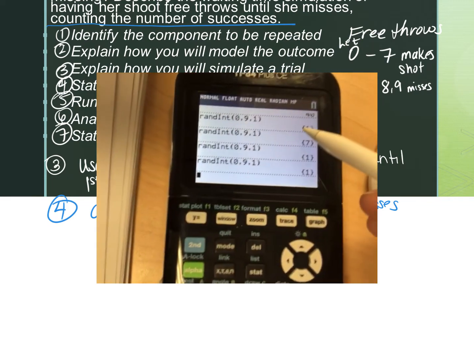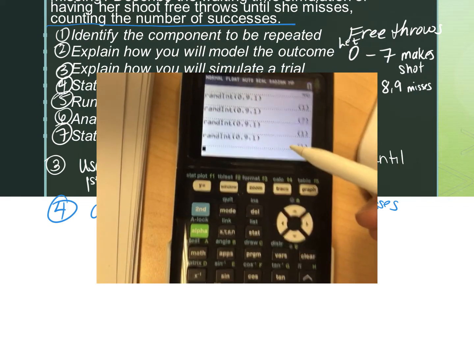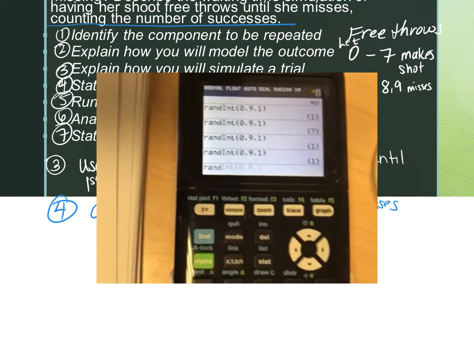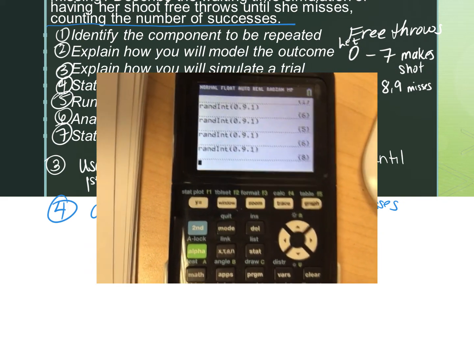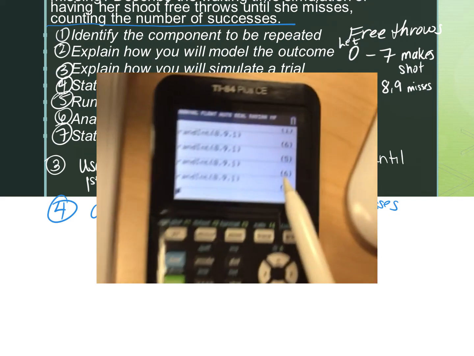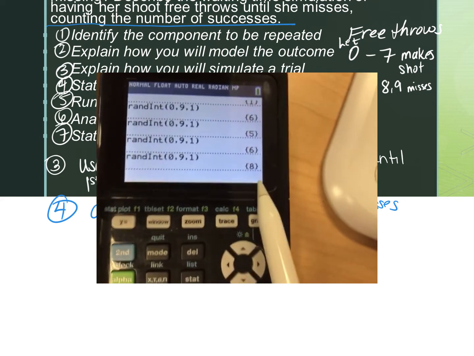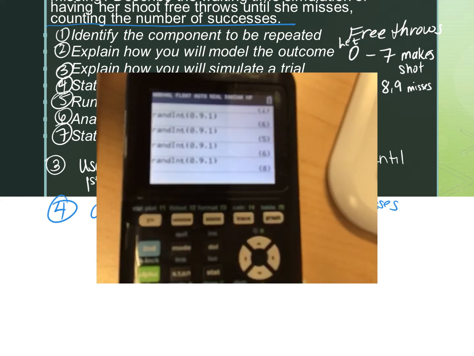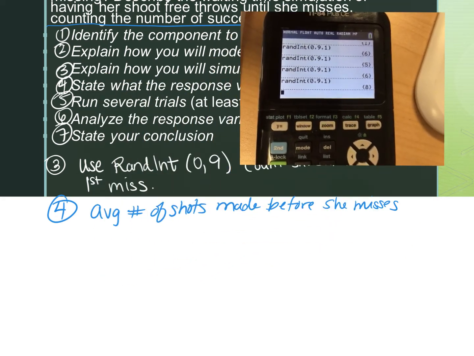So any number between 0 and 7 represents she makes it. So if I get an 8 or a 9, that's the end of my trial. So I'm at 4, 5, 6, 7, 8. There we go. She missed it on 8. That means she had 7 makes. Okay, don't count your miss, right? Because I'm counting how many she made, right? So then yours is 0.